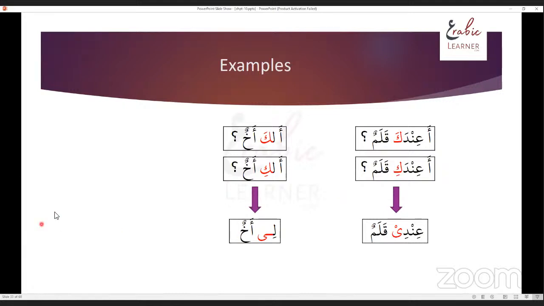So, alaka akhun or alaki akhun. I will say, li akhun, I have a brother. My answer will be, li akhun. In the same way, if I want to ask, does he have a brother? I'll say, Alahu akhun. Or does she have a brother? I will ask, Alaha akhun.